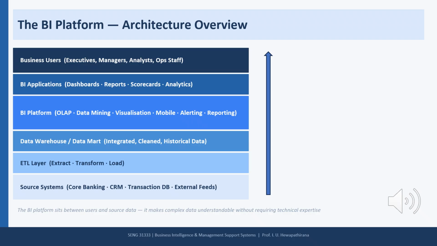Above the platform are the BI applications, the dashboards, reports, and scorecards that are built on top of the platform for specific business purposes. And at the very top are the business users, the executives, managers, analysts, and operations staff who consume the information. The critical insight from this diagram is that the BI platform acts as an intelligent intermediary between users and data. It shields business users from the technical complexity of the underlying systems. A CFO does not need to know anything about SQL or database schemas. They just open their dashboard and the answers are there.